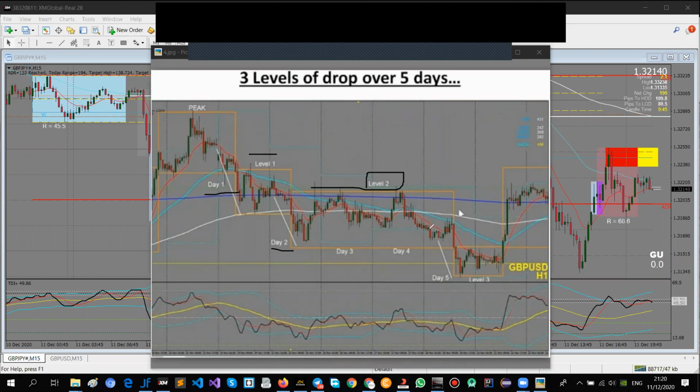Then the market, from level 2, went on to drop into level 3, being day 5, the last day of the week, Friday. That's how we count levels using days.